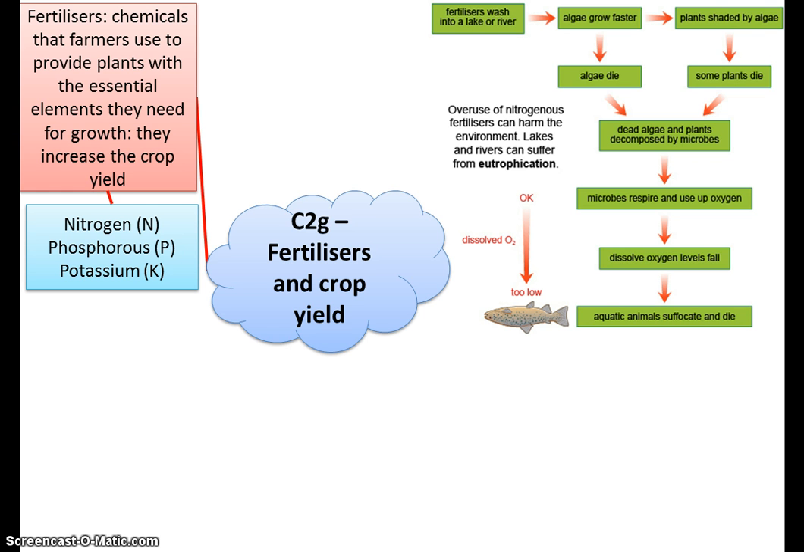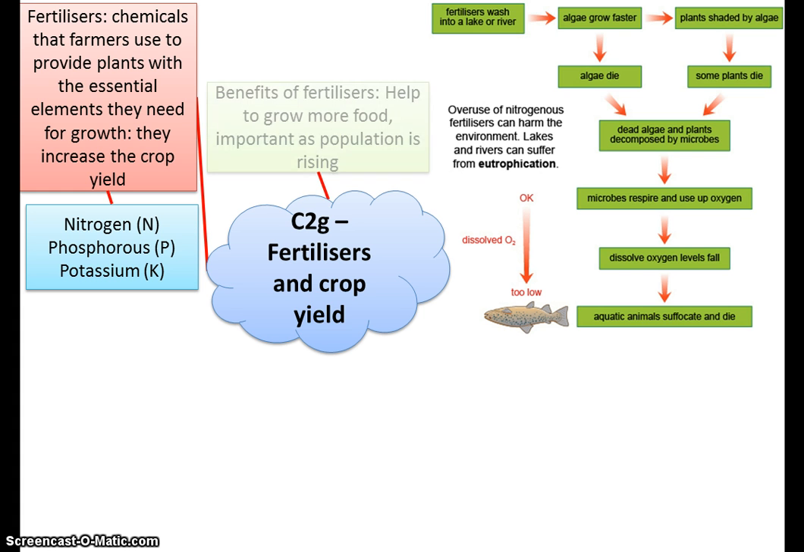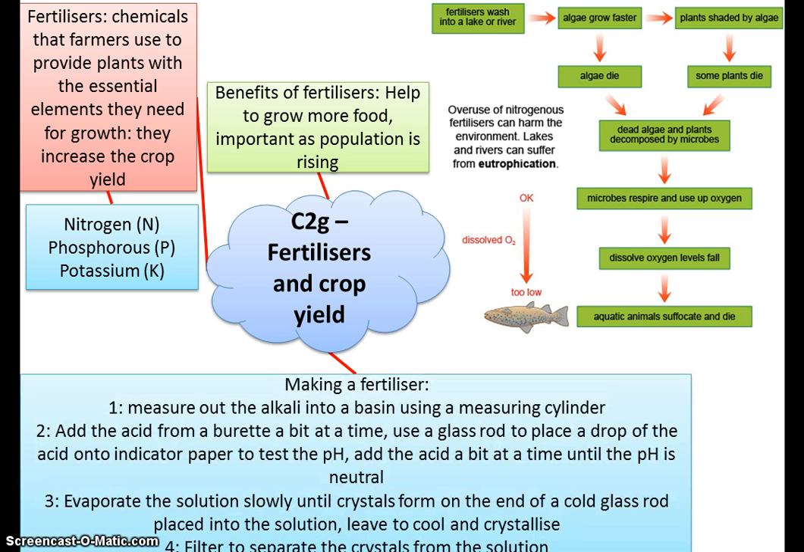So the fertilisers are the chemicals that provide the plants with essential elements. They make the crop plants grow faster and bigger, as I said, and it's all about increasing your yield to make sure you are producing more food, and this is really important as we are an ever-growing population, and we need to make sure there's enough food for everybody to eat.